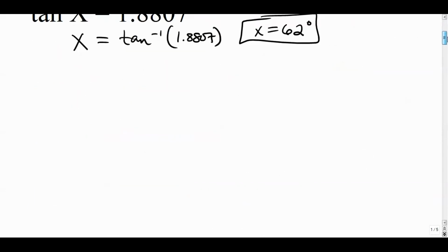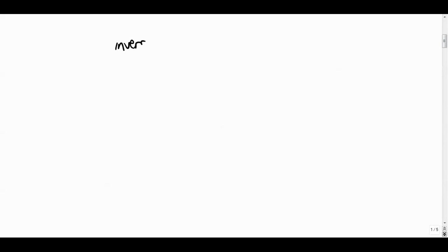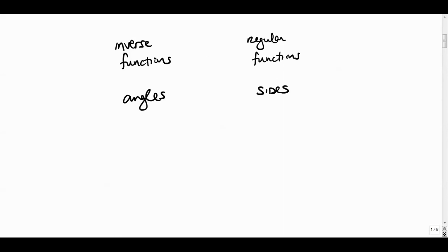Just to kind of recap, we'll use our inverse functions when we're looking for angles, and we'll use our regular functions when we're looking to find side lengths. That's really the main difference you need to understand. Inverse trig functions or arc trig functions give you angle measures, whereas the regular sine, cosine, tangent give you side lengths. So that's probably worth making a note of.